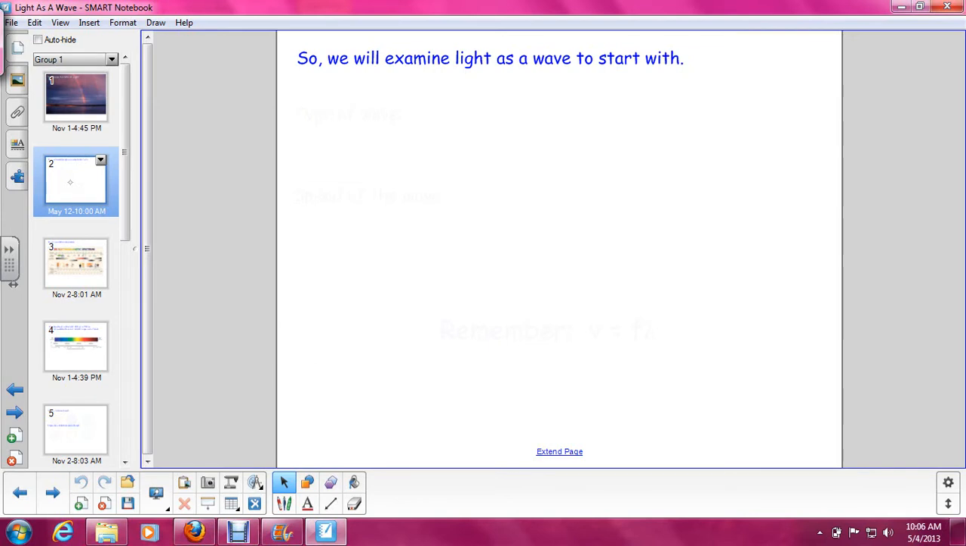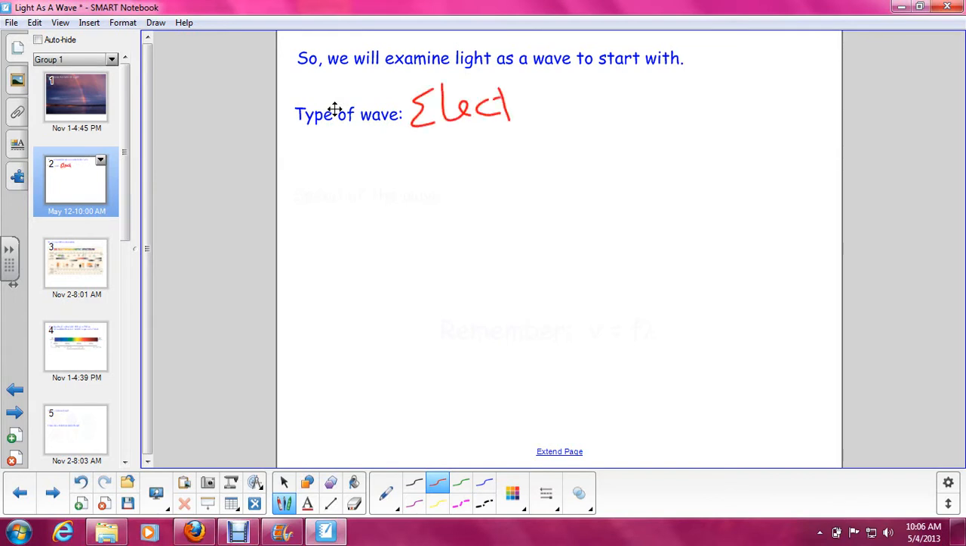So to examine light as a wave we need to know what type of wave this is. And light is an electromagnetic wave. And hopefully you all remember that electromagnetic means it does not need a medium to travel through. And on top of being electromagnetic, it is transverse. And this is important because of the way that light interacts with itself and with other objects. So light is a transverse electromagnetic wave.